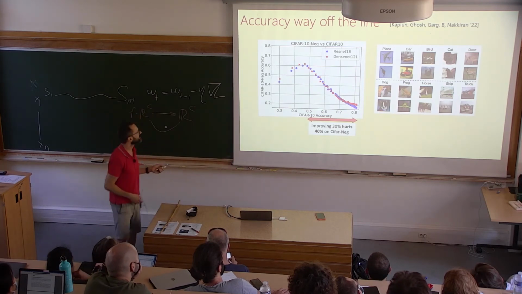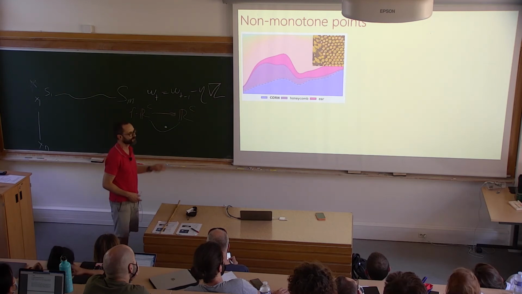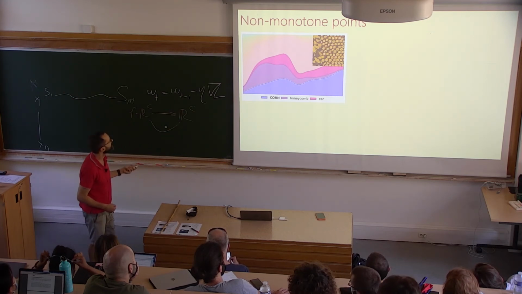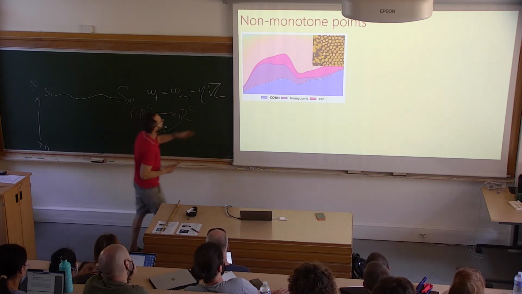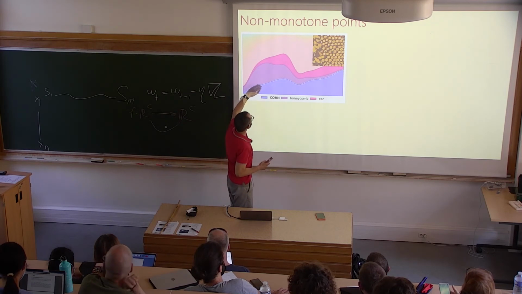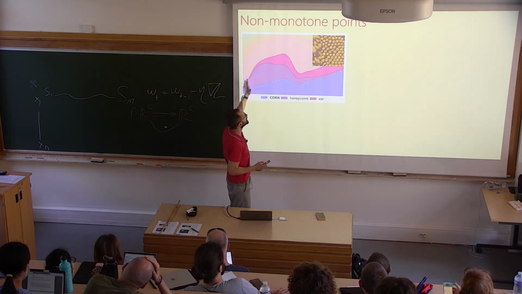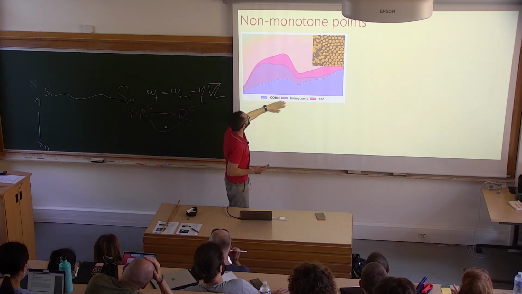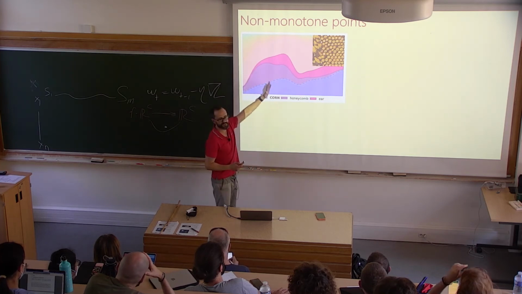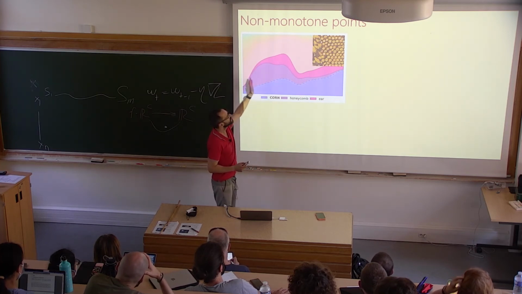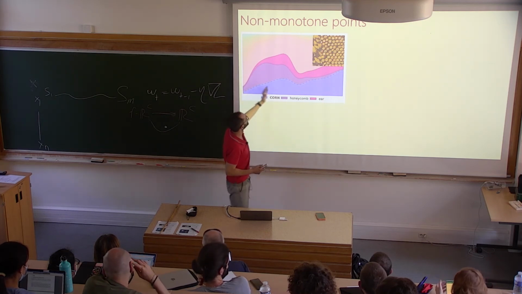Somehow, the reason is that you can find these kind of non-monotone points. This is not from CIFAR, this is from ImageNet. But you have these points here. What we're showing is the softmax probabilities that the model assigns to these three things and all the rest as we increase running time. So eventually, it realizes that this is corn.